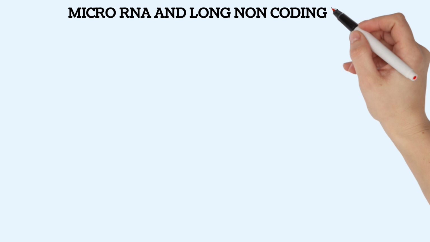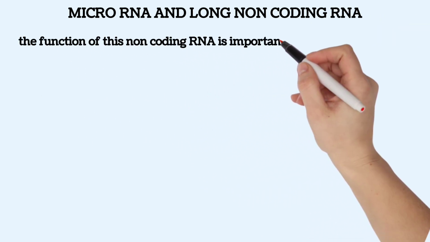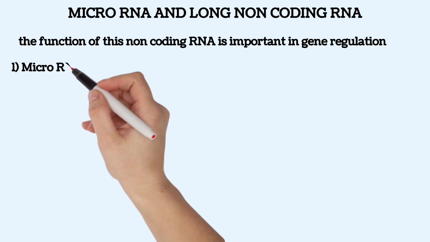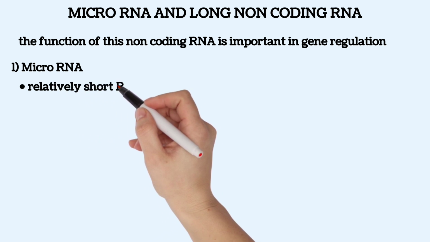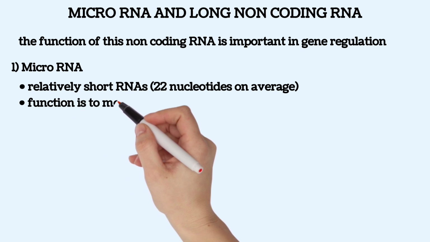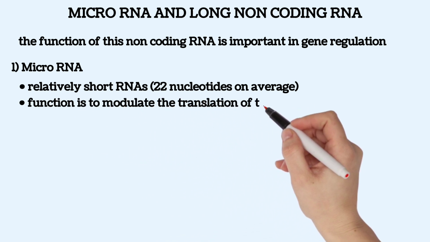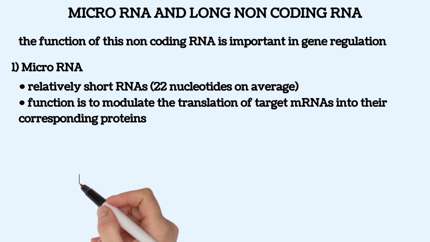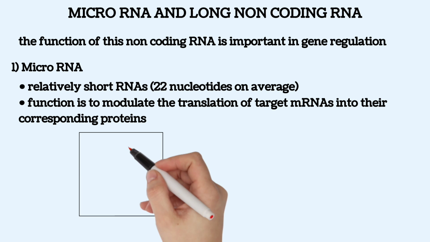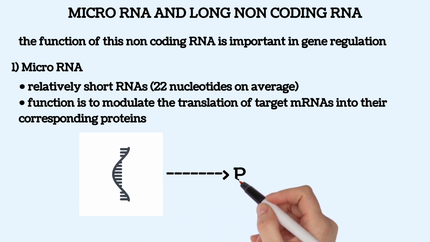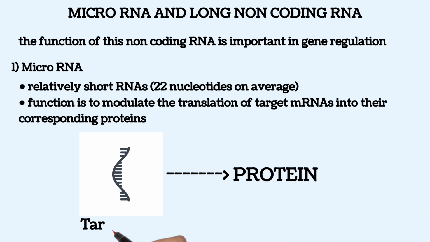Now let us study about microRNA and long non-coding RNA. As we have studied many times, the function of non-coding RNA is important in regulation of genes. MicroRNAs are relatively short RNAs, up to 22 nucleotides in size on average. Their function is to modulate the translation of target mRNAs into their corresponding proteins. Here the word modulation is very important as they can alter the rate of production of proteins.